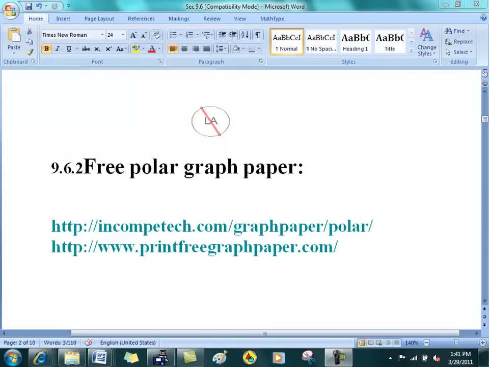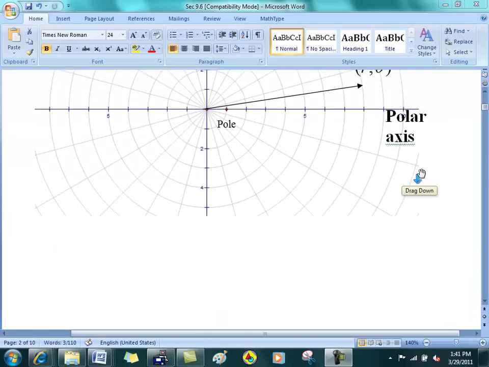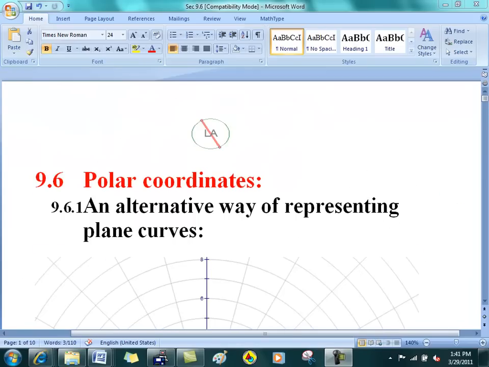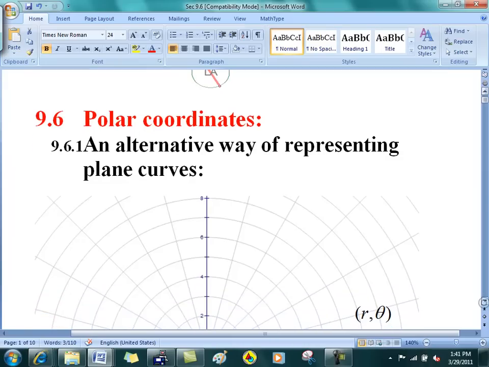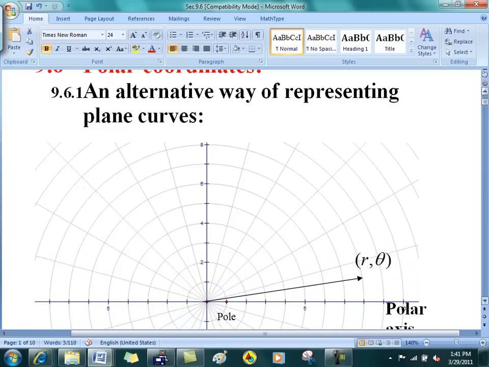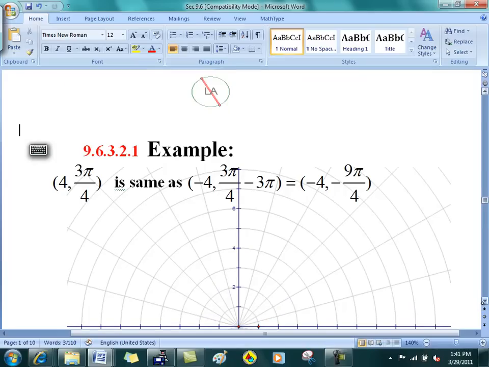Okay, so let me talk about this graph paper here. It's called polar graph paper, and it's another way of drawing graphs, okay?